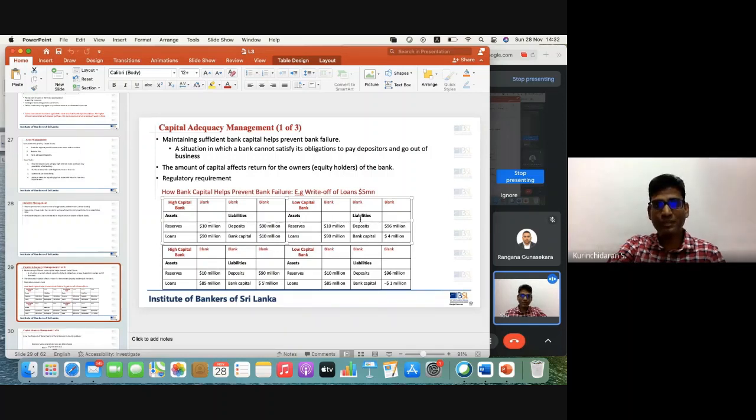But if it's a low capital bank, what will happen? Now your loan will be like 85 million. You are going to deduct 5 million from 90 million. So 85 million. But your capital, you had only 4 million. But your loss is 5 million. So the bank is facing a crisis, you have negative capital, right? You have negative capital. So you would be breaching all the regulatory requirements. And more than that, what will happen?